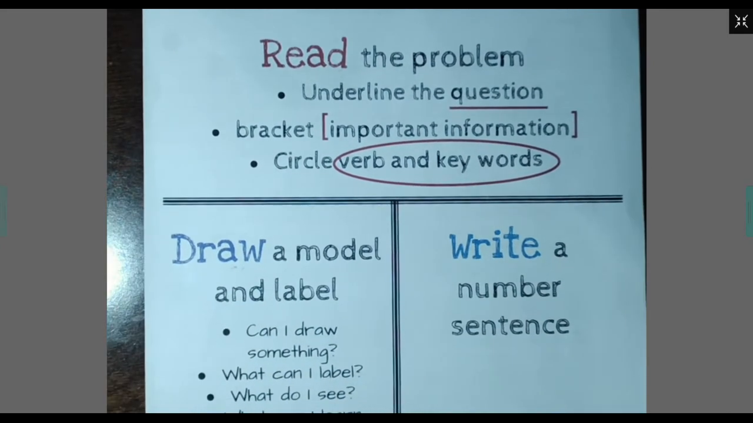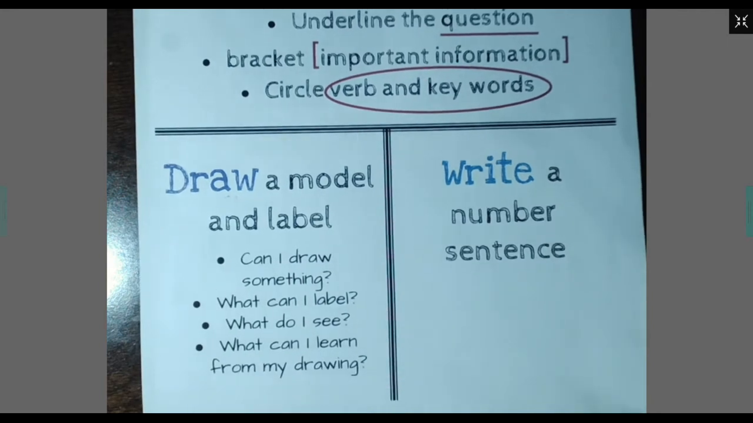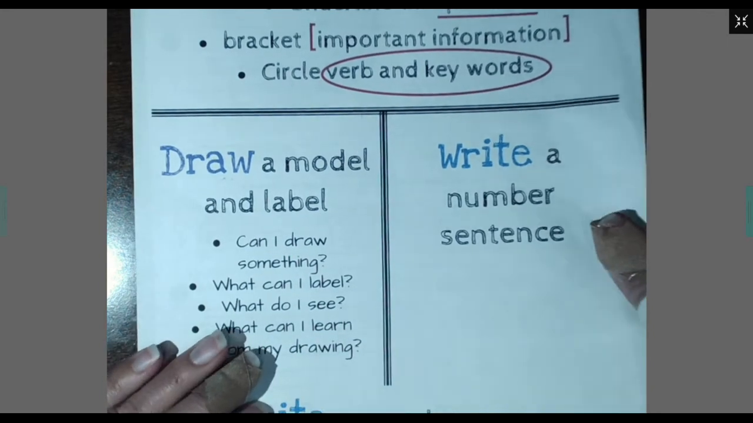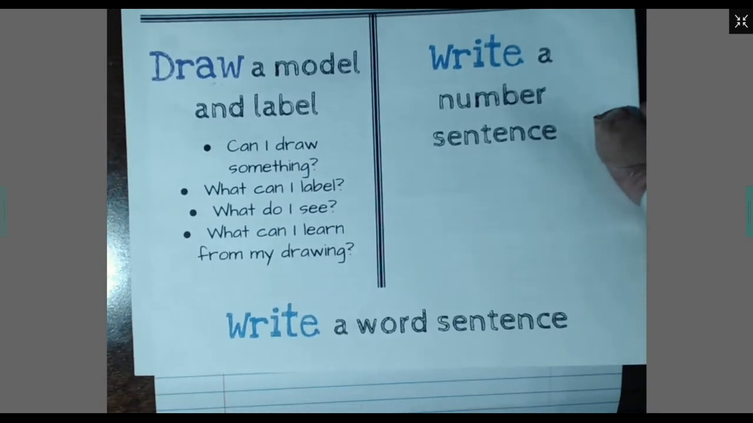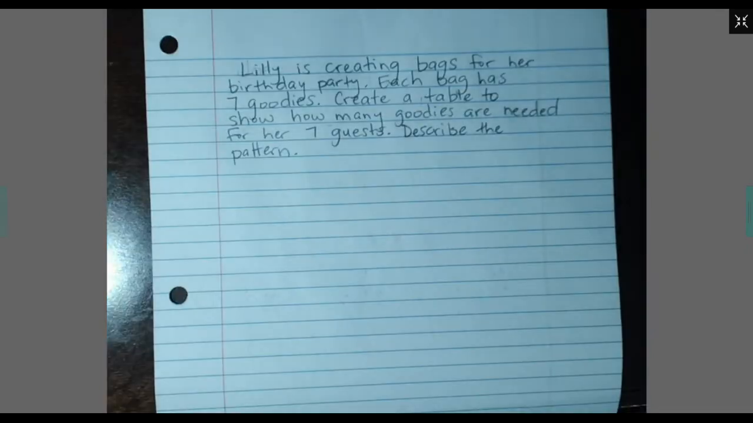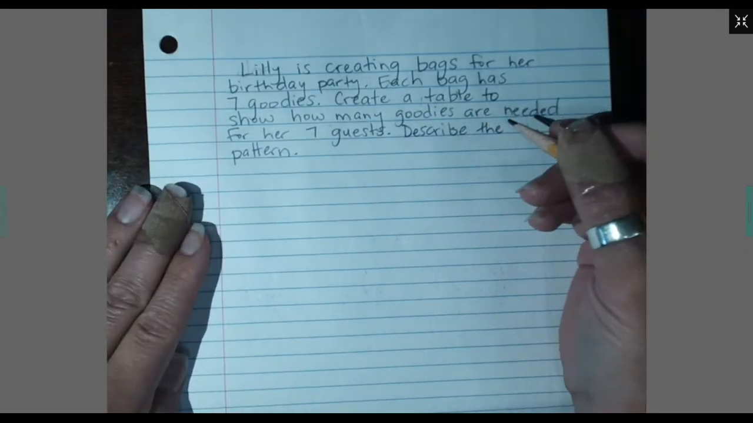After we do that, we will draw and model, label. We will write a number sentence, that's our equation, and we will also write a word sentence. That's where the explaining comes into play. So we're going to read this problem, do our RDW, and then solve it.